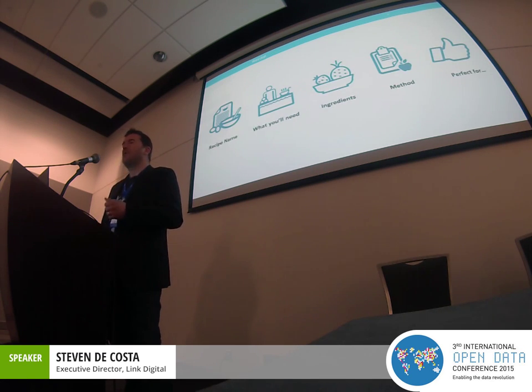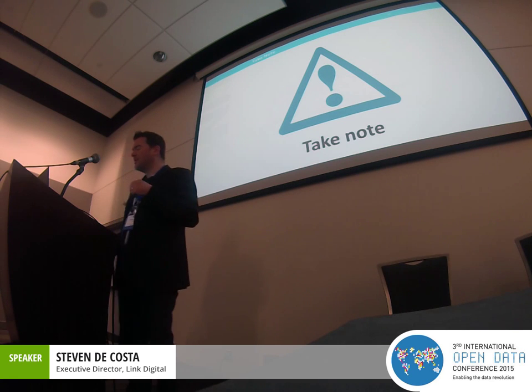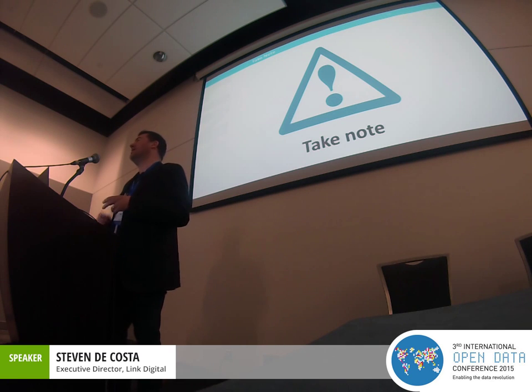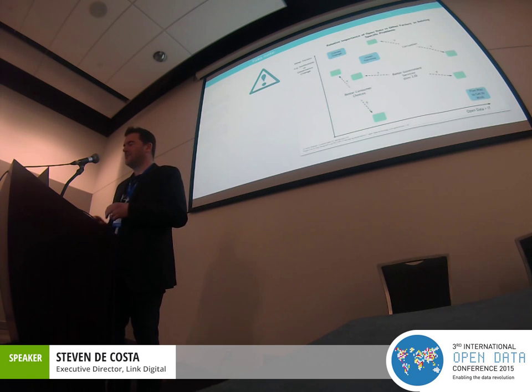So just to recap, on the worksheets we have a recipe name, what you'll need, and ingredients. Those two are a bit more difficult to differentiate, so I'll get onto that in a second. Then the method, the approach that's taken to cook the recipe, and what it's good for. There's one other thing on the back of the forms, because it's double sided, which is take note. That could be a helpful tip, or a friendly warning, what not to do, someone else's learnings that come at you, and you think, well, I'll make sure I don't do that in my particular project, in my particular recipe.